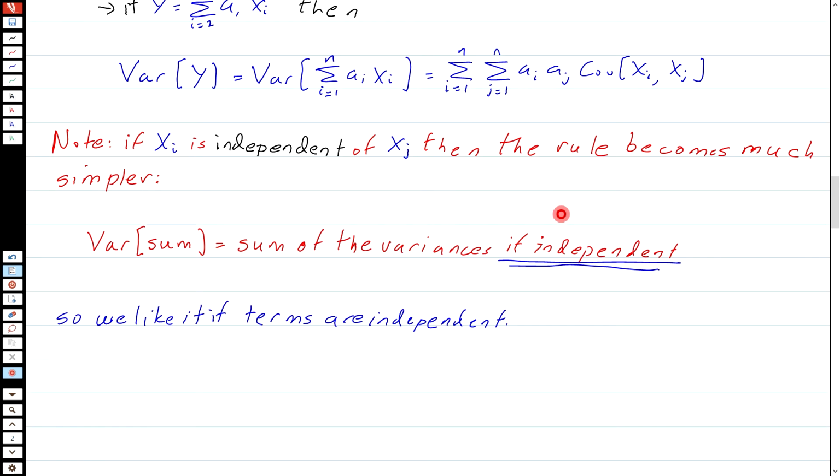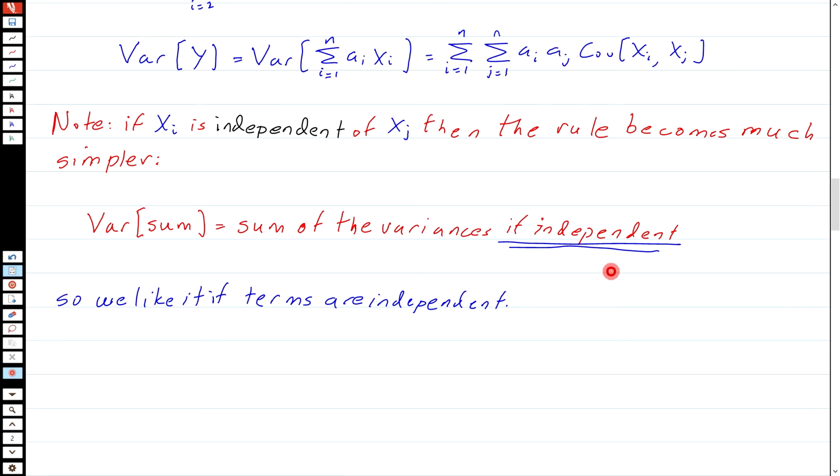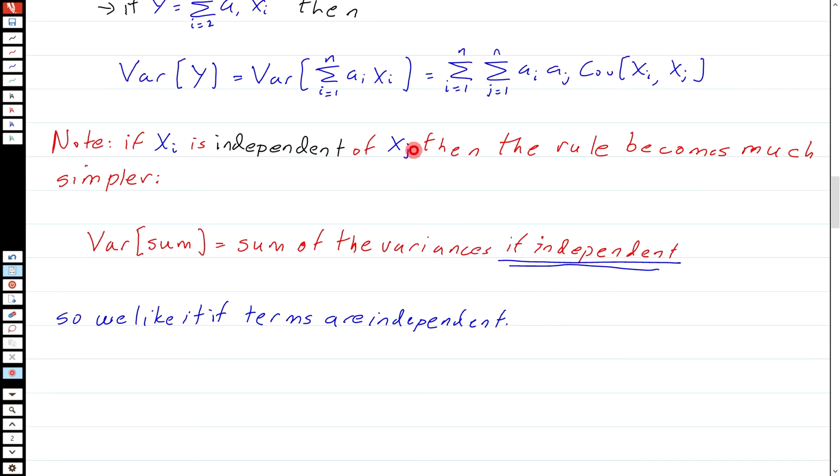So if the x's are independent, then the rule is much simpler. The variance of the sum becomes the sum of the variances. But I stress that this only happens if the variables are independent. So basically, anytime I'm looking at a variance of a sum, I ask the question, are the elements of the sum independent? Because if they're independent, it makes my life a lot simpler. The variance of the sum becomes the sum of the variances.